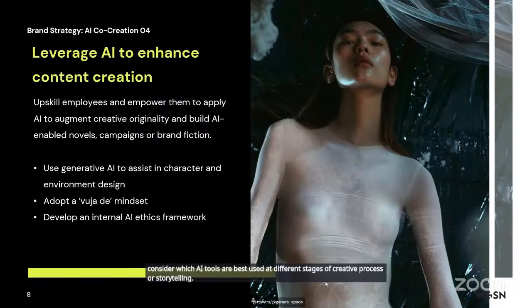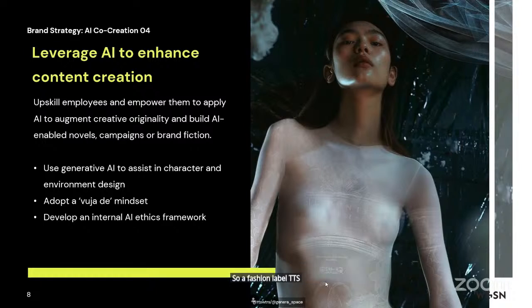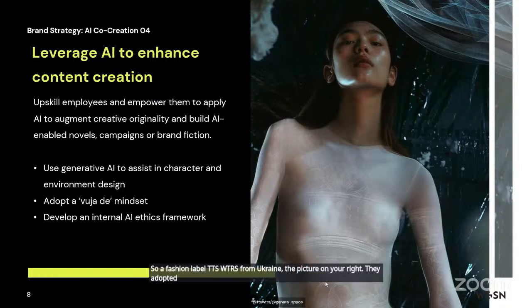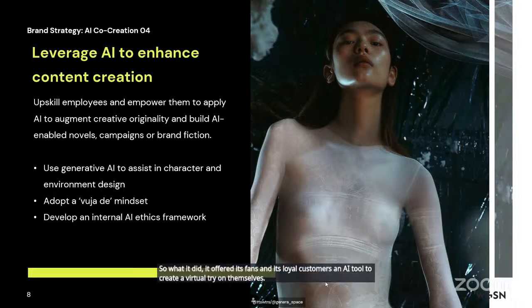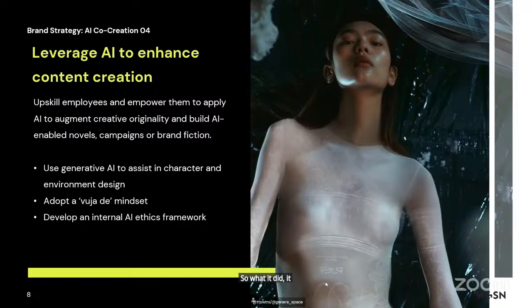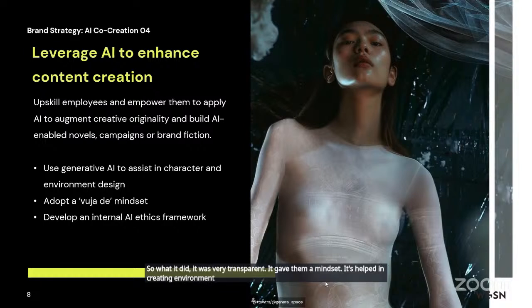A fashion label from Ukraine, TTSWTRS, the picture on your right, adopted AI to create its entire fall winter 25 campaign. It was called Opera. It was done in partnership with a tech company called Genera. It offered its fans and loyal customers an AI tool to create a virtual try-on for themselves. It was very transparent. It helps in creating an environment for brands, and it will technically help them in building brand loyalty through content. And that's what AI can do.